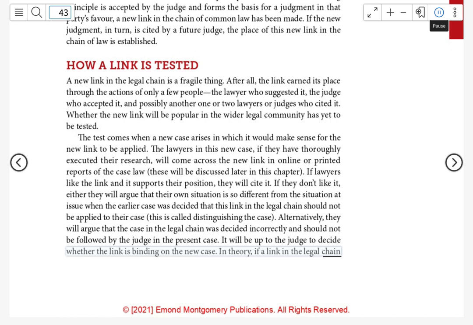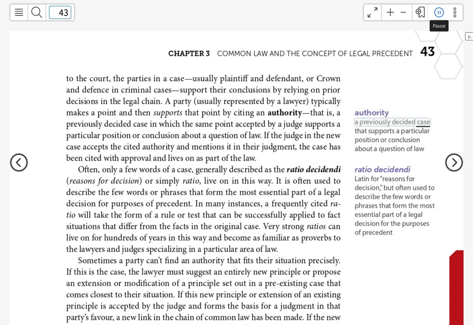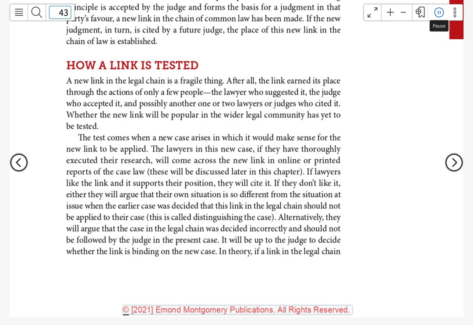It will be up to the judge to decide whether the link is binding on the new case. In theory, a link in the legal chain is authority, a previously decided case that supports a particular position or conclusion about a question of law. Ratio decidendi: Latin for reasons for decision, but often used to describe the few words or phrases that form the most essential part of a legal decision for the purposes of precedent.